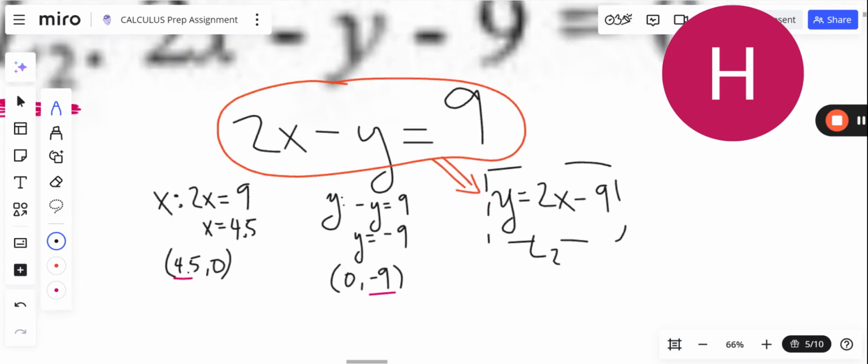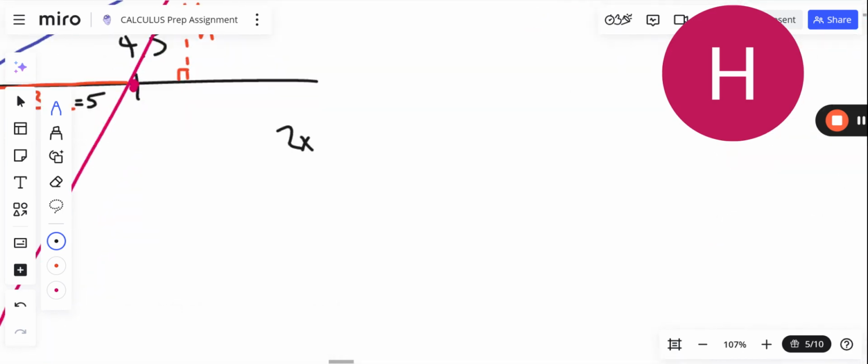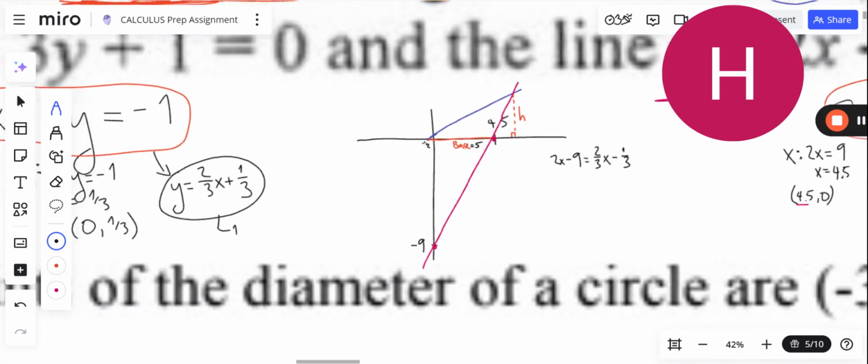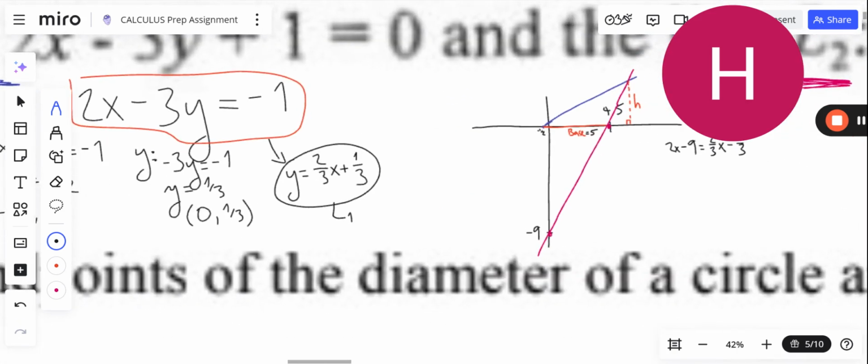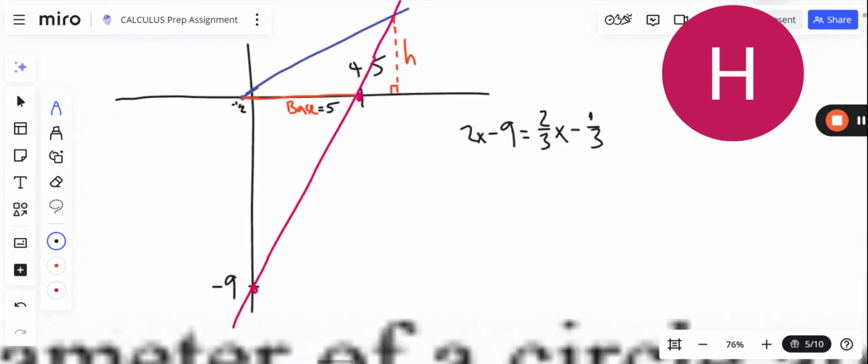So let's find out where they meet, which is where they are equal. That means we want 2x minus 9 to be equal to 2/3 x minus 1/3. Is that right? Do I have that right? Yes. Wait. Do I have that right? No, that should be plus.